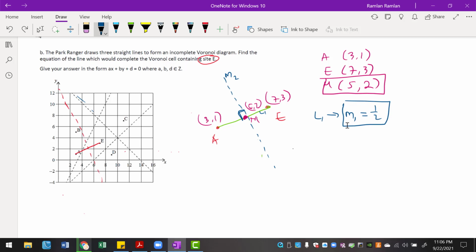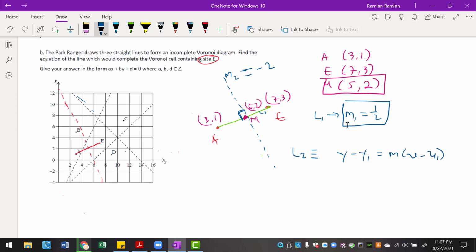Let's say it's line 2, because we are using M2. I forgot, so I'll find M2 first, because we know that M1 and M2 are perpendicular. If M1 is 1 over 2, then M2 is going to be minus 2 over 1. Again, you swap the numerator and denominator, and if one is positive, the other will be negative, so minus 2 over 1 is just minus 2. Again, we can use the formula y minus y1 equals m times x minus x1.